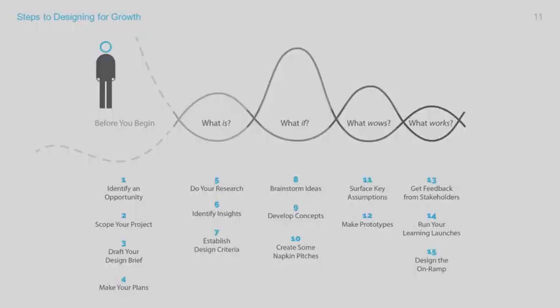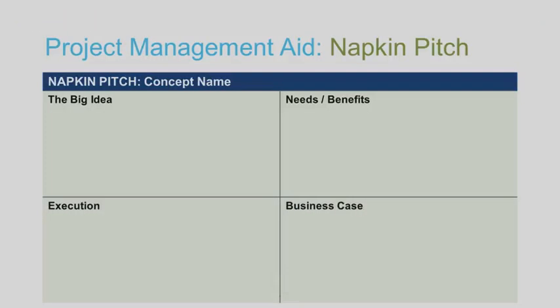And figure out what does it take to do the research, step number 5, identify insights, step 6, and establish design criteria in step 7. And then look at how we move into what if and brainstorming to achieve a napkin pitch. We will capture our new ideas in the form of a napkin pitch, which is exactly what it sounds like. It's a quick, high-level summary of an idea that you could fit on a napkin if you needed to. And remember that we want a portfolio of napkin pitches and not just one.